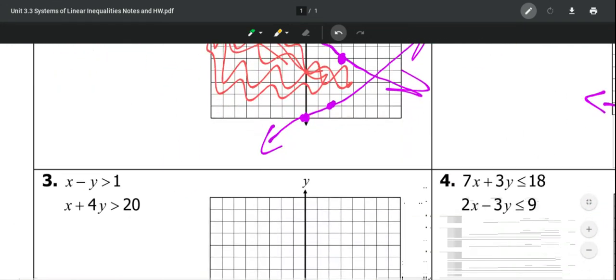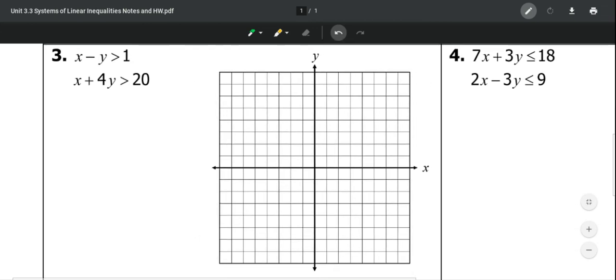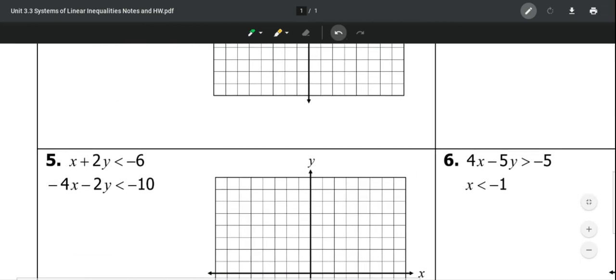So this is actually going to be your homework too. So instead of getting a separate page, you're going to go ahead and do 3, 4, 5, and 6.